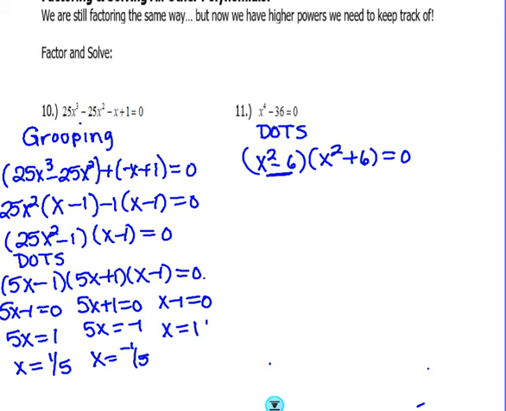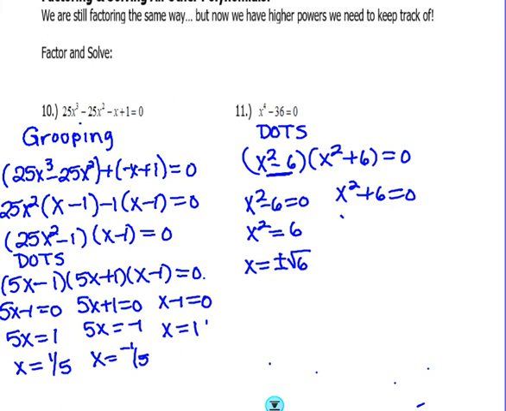I know I'm looking for 4 solutions because the degree of this polynomial is 4. All right, set each factor equal to 0. And let's solve. So x squared is equal to 6. X is going to equal plus or minus the square root of 6. That's 2 of my answers. And then I'm going to get x squared equals -6. So x is equal to plus or minus the square root of 6, and because it's negative, I got to pull the i out. So those are my 4 solutions.